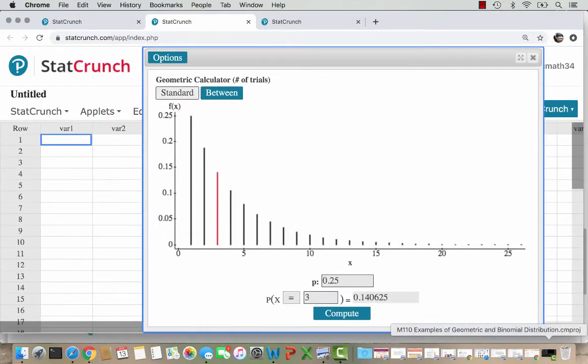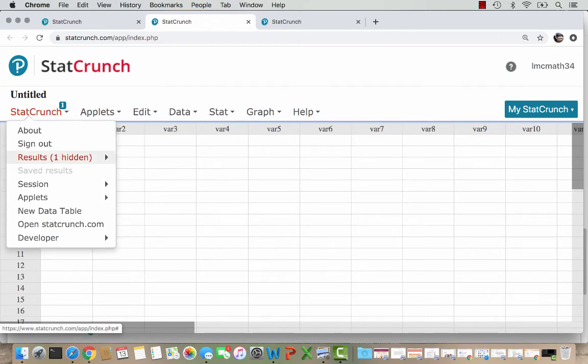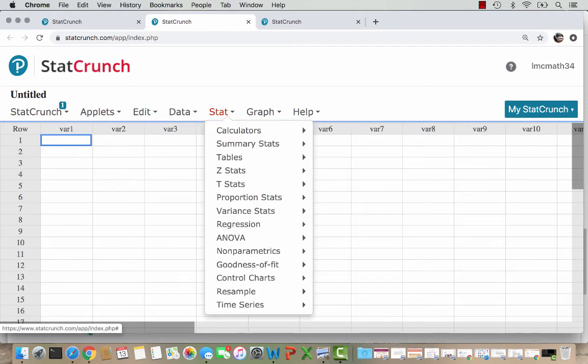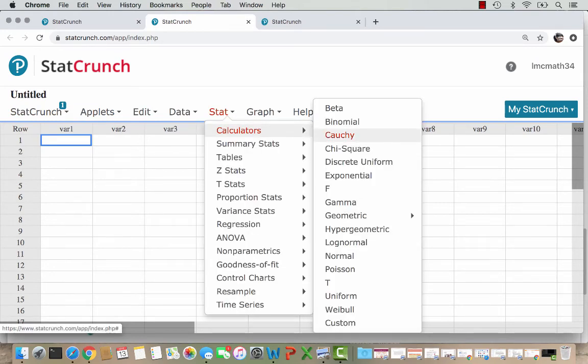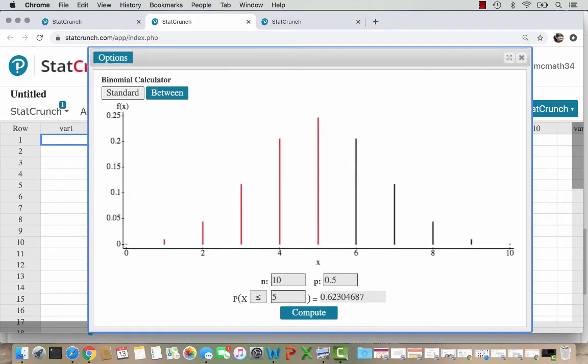So I'm going to head back to my StatCrunch window. I can just exit out of my geometric calculator, and it'll be up here in my results if I want to come back to it. And then I'm going to go to Stat Calculators and choose binomial right up here with the B's. You can see the binomial distribution is shaped kind of similar to the normal distribution, but it's discrete. I'll go ahead and make mine a bit bigger for you to see.